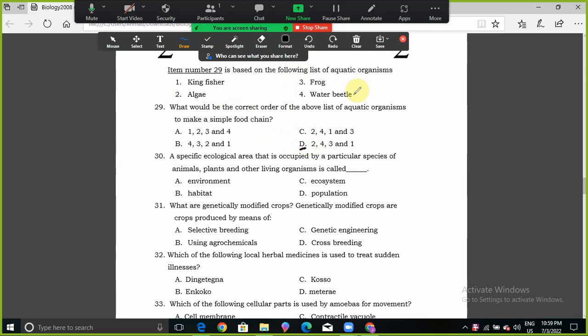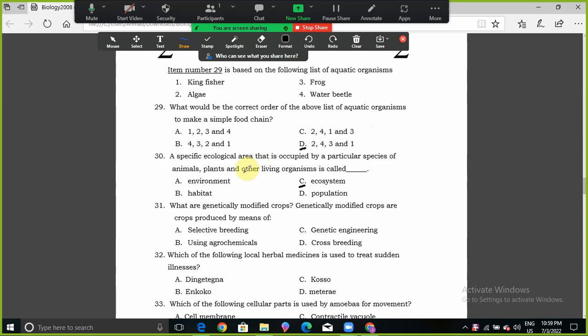Now, in question number 30, it says a specific ecological area that is occupied by a particular species of animals, plants, and other living organisms is called what? Environment, ecosystem, habitat, or population? First of all, the answer is C, which is ecosystem, because the definition of ecosystem is all the living organisms and non-living parts of a specific area and their interactions. So the correct answer for question number 30 is ecosystem.